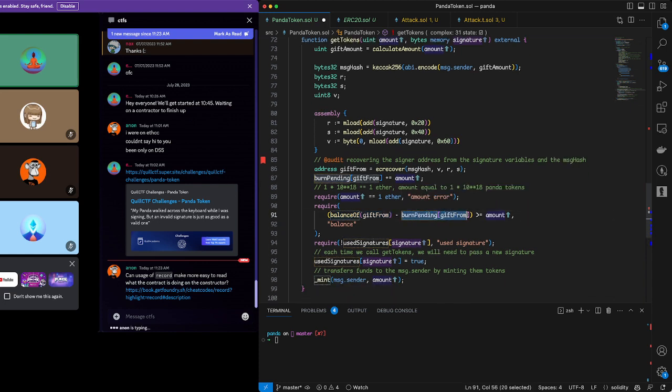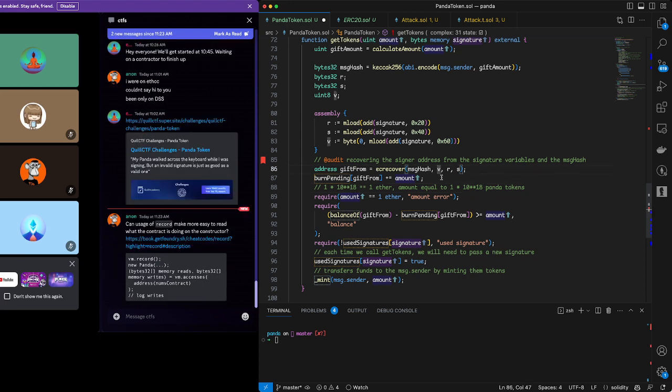Burn pending should be 0 until we call this. And then amount we know is going to be 1 ether. So we know this require statement we can pass because we can call this more than 3 times before we run into an issue here. So we know that this will pass even if we are only calling with 1 ether each time. Burn pending gift from, even if this increments, that's okay.